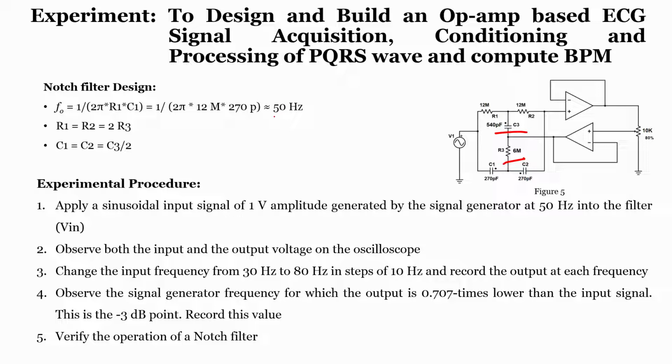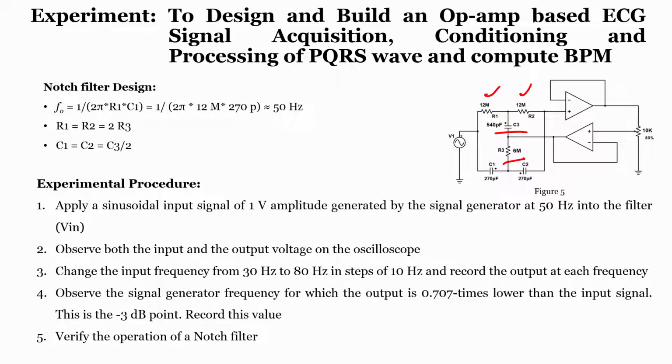Since our interest is completely on elimination of the 50 Hz signal, we calculate our cutoff frequency, which as we already know is 1 over 2 pi R1 C1. When we substitute the values of the capacitor and the resistor, we get approximately 50 Hz. The selection of R1, R2, and R3 should be such that R1 and R2 are the same. I followed R1 and R2 to be the same, as well as C1 and C2 to be the same.